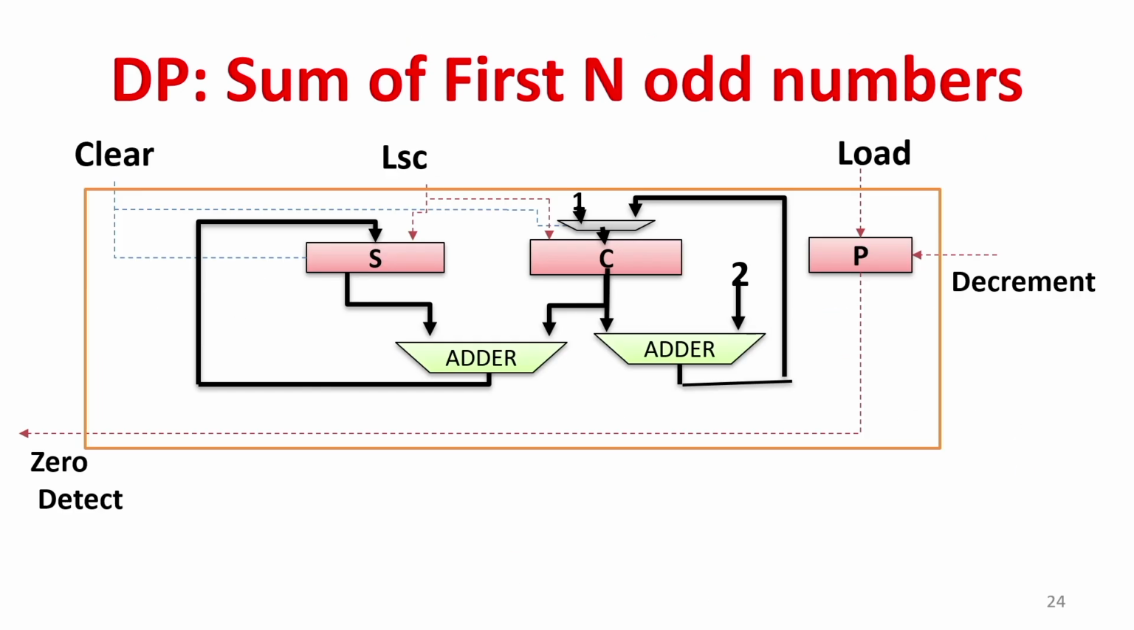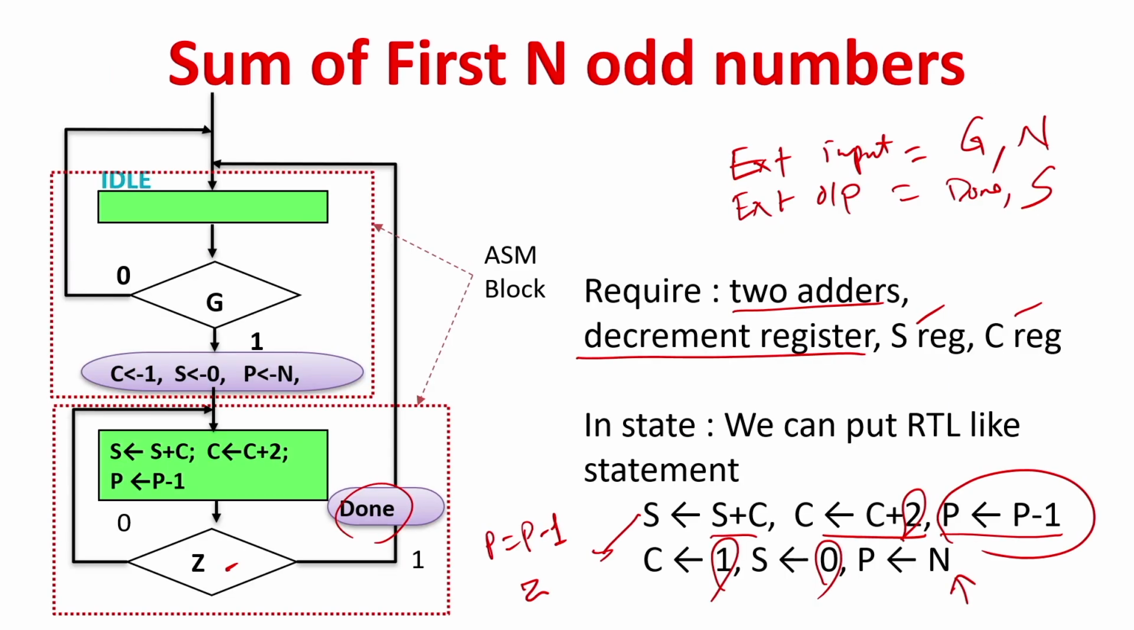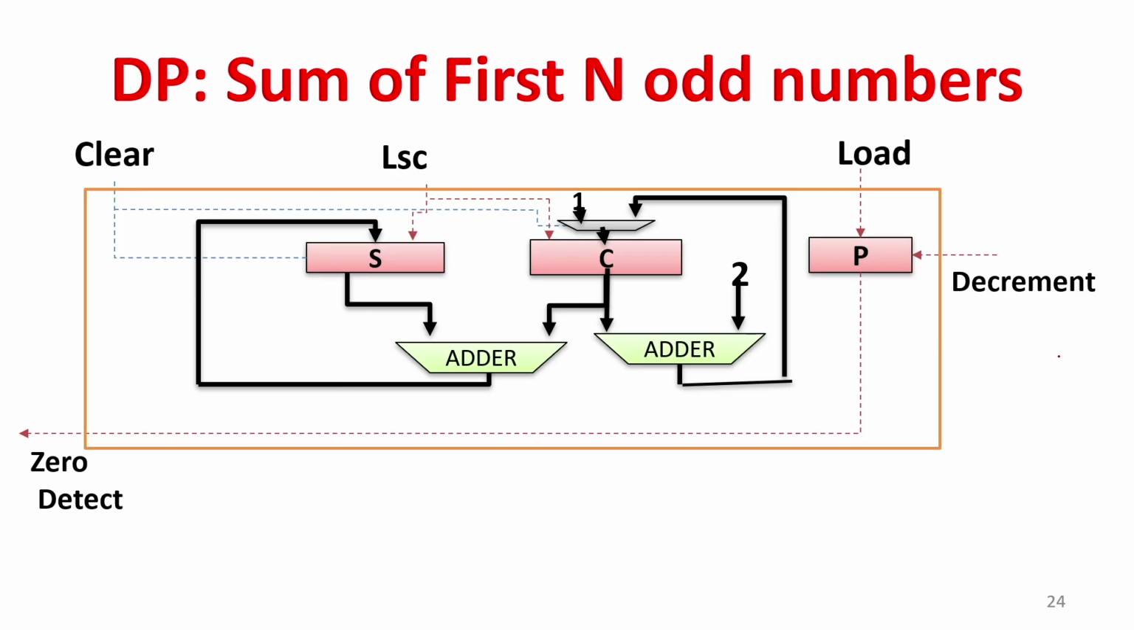And what will be the data path? Are you able to see this? There are two adders, a decrement register, an S register and a C register. This is the data path: S register, C register, the decrement register, two adders, adder 1 and adder 2, and two constants, 1 and 2.